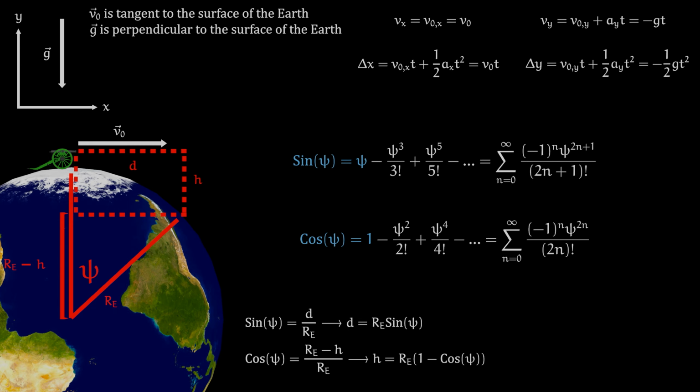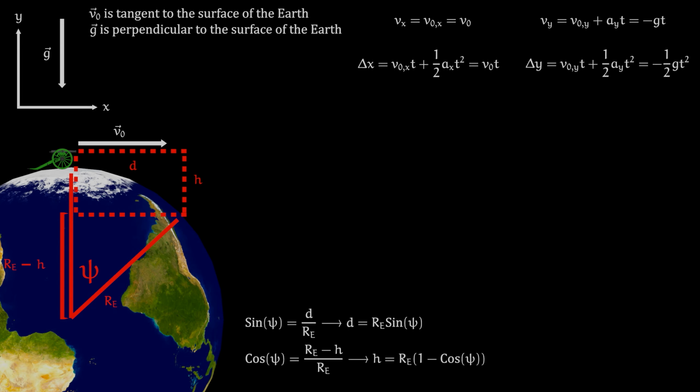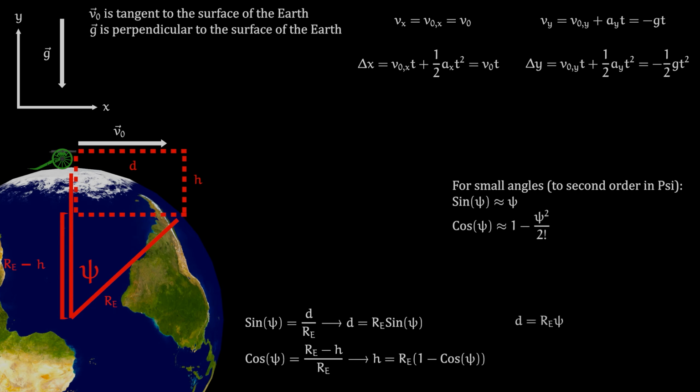To remedy this, we instead take the expansion keeping up to second order terms, or any power of psi up to psi squared. Doing so, we have sine of psi is equivalent to psi itself, and the cosine of psi is equivalent to 1 minus psi squared divided by 2 factorial, which is just 2. Plugging these approximations in, we have d is equal to the radius of Earth r sub e times psi, and h is equal to the radius of Earth r sub e times psi squared divided by 2.